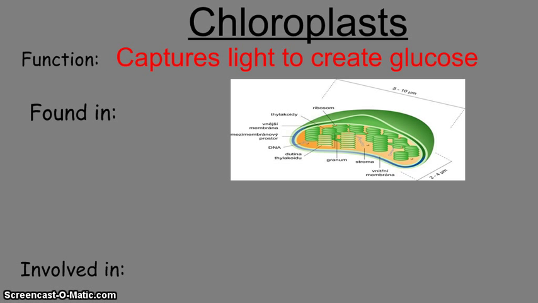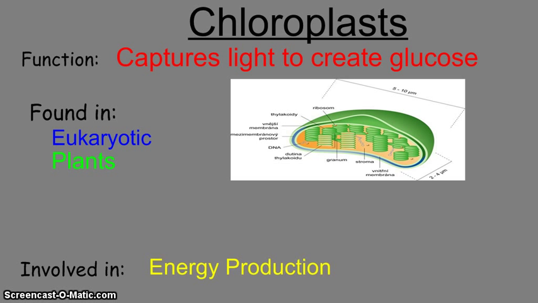It is found in, since it's eukaryotic, cells, and since it's a sunlight capturing organelle, it's found only in plants. And you can see that's what the chloroplast looks like. It's green because of the chlorophyll inside of it to help attract the correct wavelength of energy. And it's involved in energy production just like the mitochondria are. Now chloroplasts are only found in plants, whereas mitochondria are found in both plants and animals.